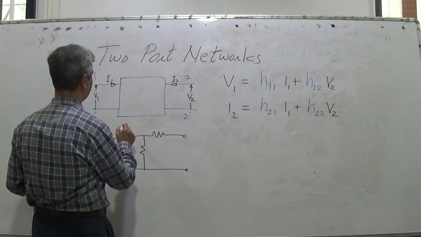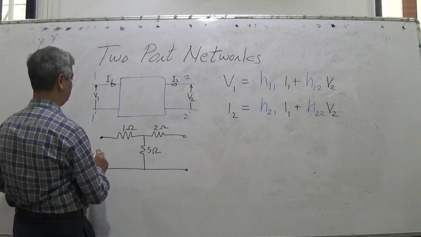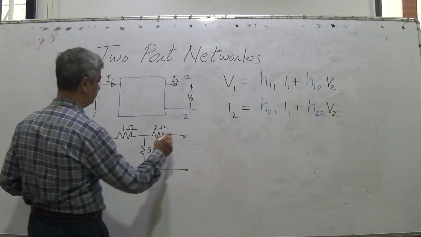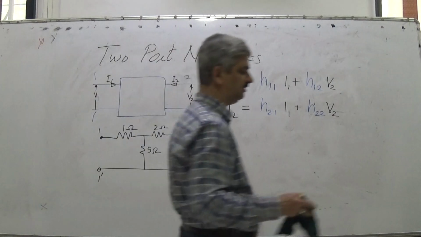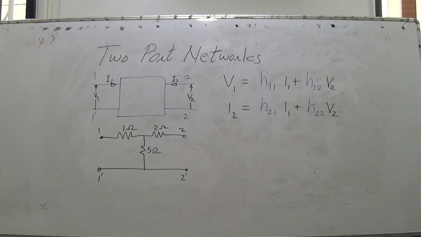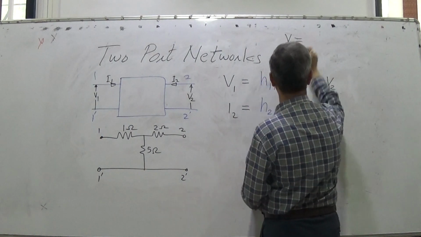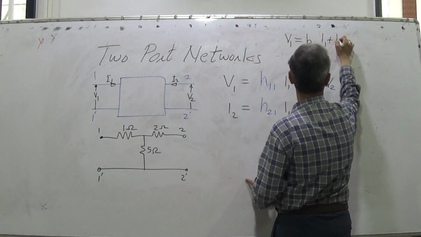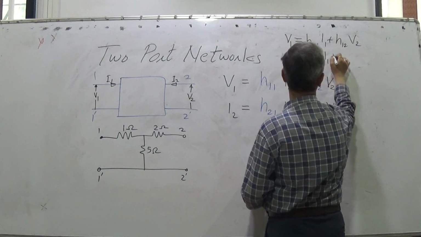So here I will take 1 ohm, 2 ohm and 5 ohm. This is 1 dash, 2 dash. So the question is, find H parameters for the following network. We have the equations V1 equal to something, I2 equal to something. I write the equations at the top so that we get space to work with. V1 is equal to H11 I1 plus H12 V2, and I2 is equal to H21 I1 plus H22 V2.